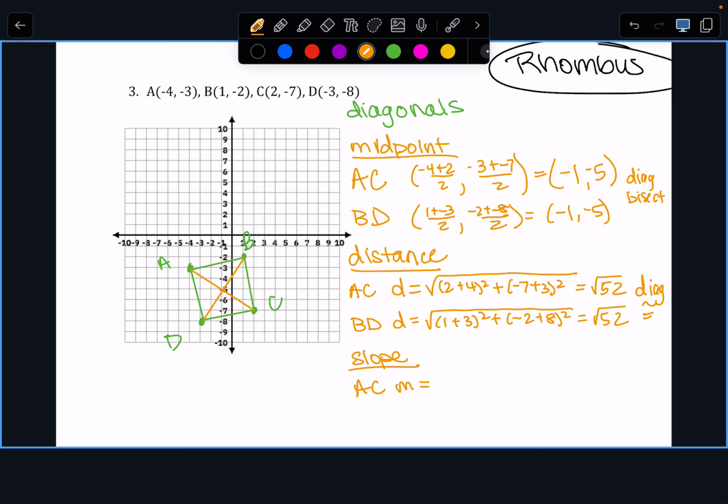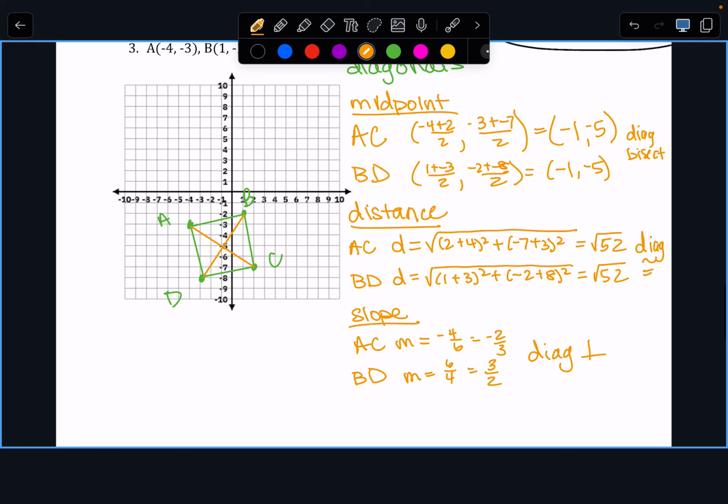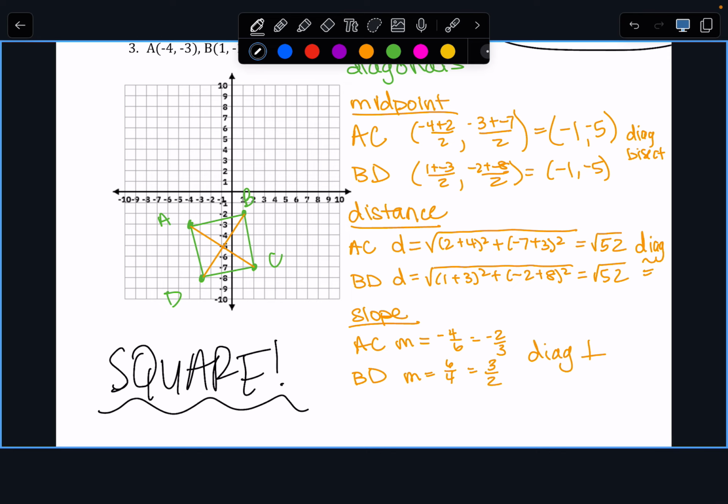Okay, the slope for AC. -4/6, right? If we go 1, 2, 3, 4, 1, 2, 3, 4, 5, 6, okay, which is -2/3. And then our slope for BD, 1, 2, 3, 4, 5, 6. Are our diagonals perpendicular? Yes. What do we got? Oh, we were right.